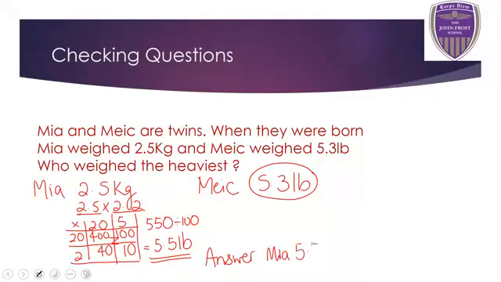She was 5.5 pounds. Now before I finish, if you decided that you wanted to change Mike's weight into kilograms, the calculation would have been 5.3 divided by 2.2. I think it was an easier calculation changing Maya's into pounds. I hope you found that useful.